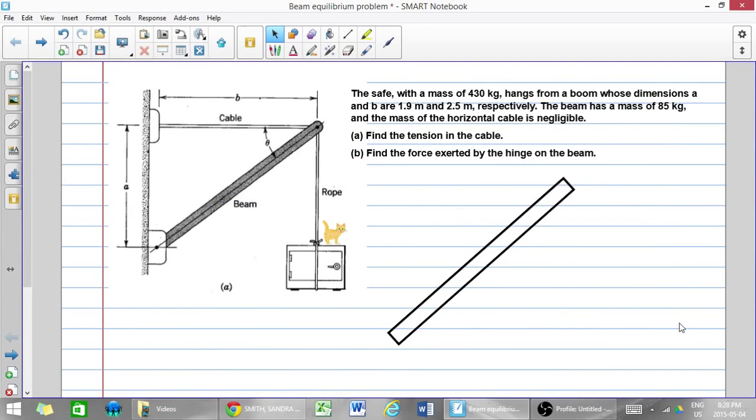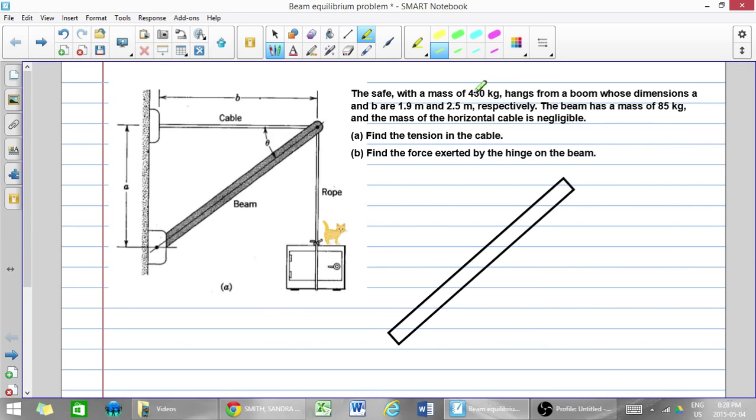In this video, we're going to solve a typical static equilibrium problem for a beam. What we're given here is a beam hanging off a boom. It's hinged at the wall. There's a cable also supporting it horizontally, and then you have this safe hanging from the end of the beam by a rope.